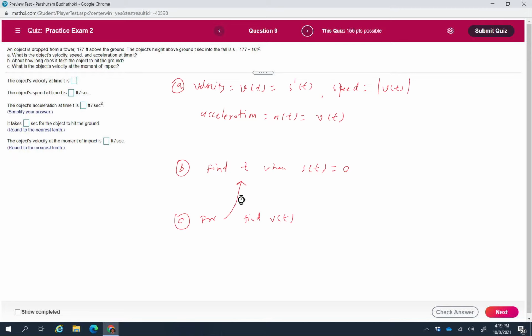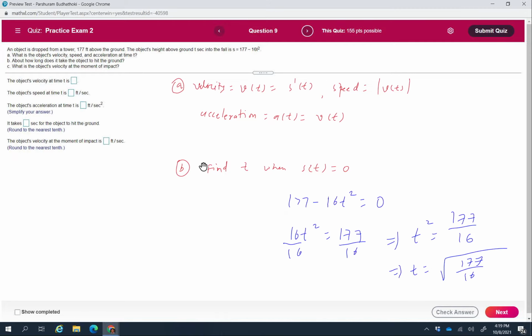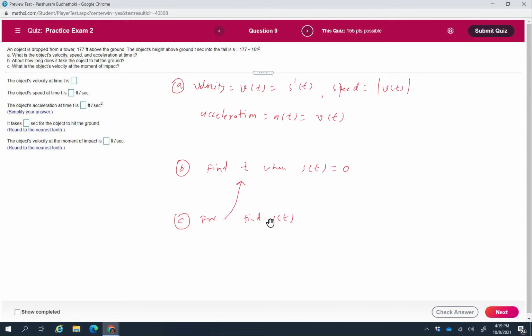And then using this time, at this time, what is the value of the function? That's the last question. What is the object's velocity at the moment of impact? Meaning you throw something from this height, let's say some kind of ball, and it hits the ground after time square root of 177 over 16. We would like to find out what was the velocity of that object at this time.